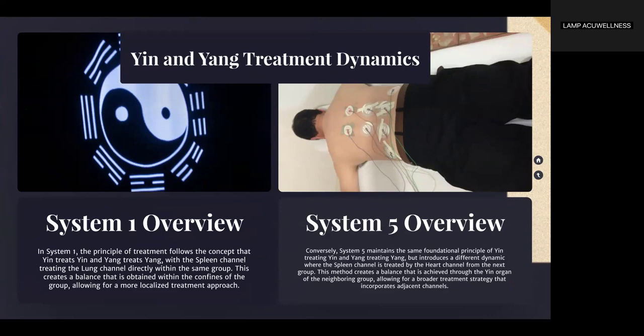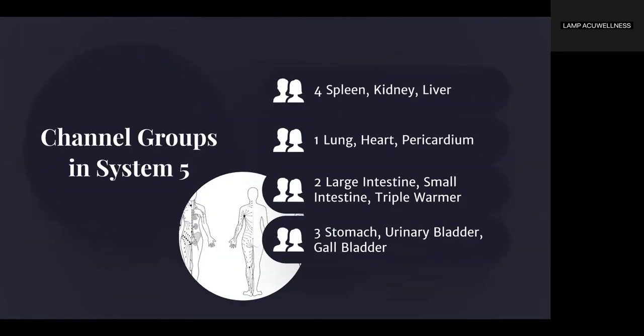Conversely, System 5 maintains the same foundational principle of yin treating yin and yang treating yang, but introduces a different dynamic where the spleen channel is treated by the heart channel from the next group. This method creates a balance that is achieved through the yin organ of the neighboring group, allowing for a broader treatment strategy that incorporates adjacent channels.